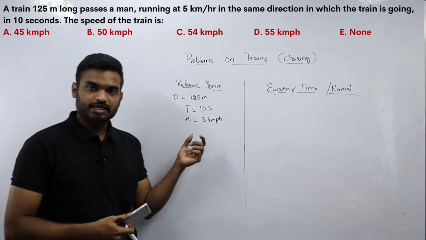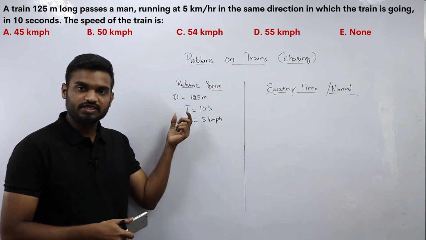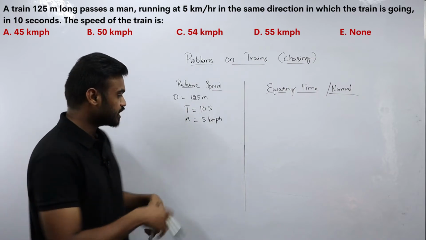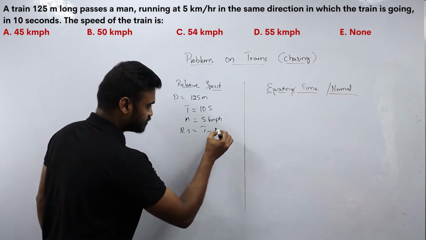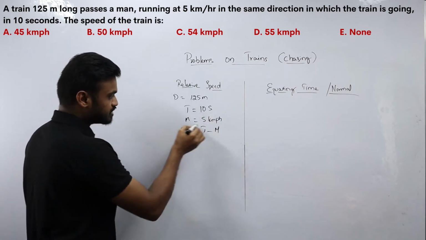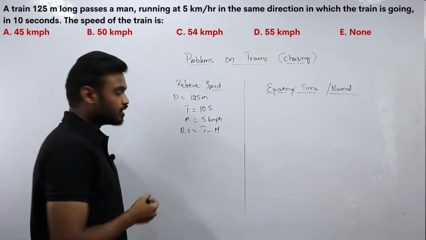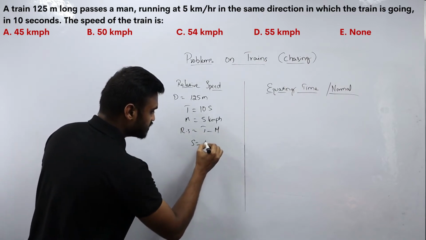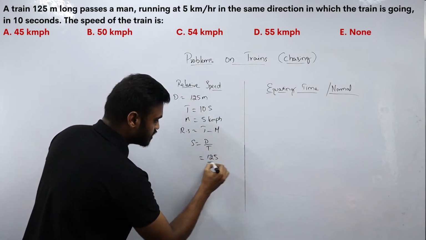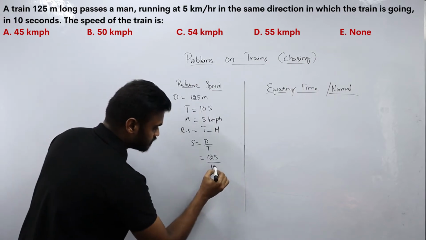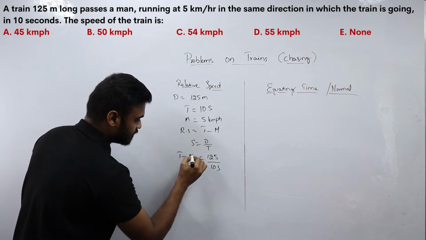Now they are saying the train and man are running in the same direction. So the relative speed becomes the difference of the train speed and the man speed, that is, train speed minus man speed. We already know the man speed, that is 5 km per hour. Now we need to find the train speed. We know the speed formula, that is distance by time. The distance here is 125 meters and the total time is 10 seconds. So we will get the relative speed, that is train speed minus man speed.